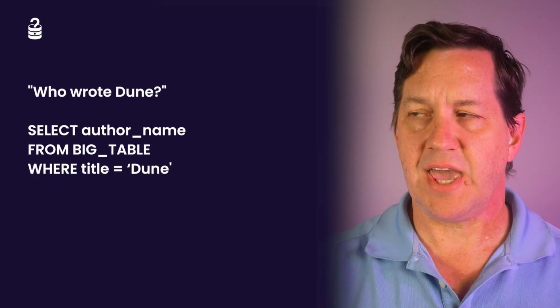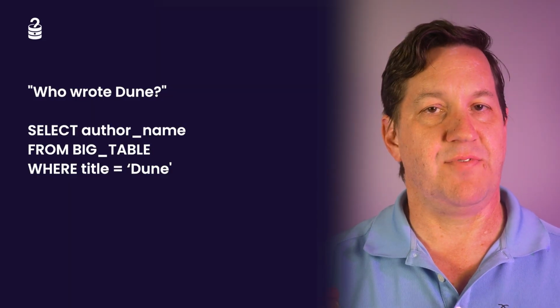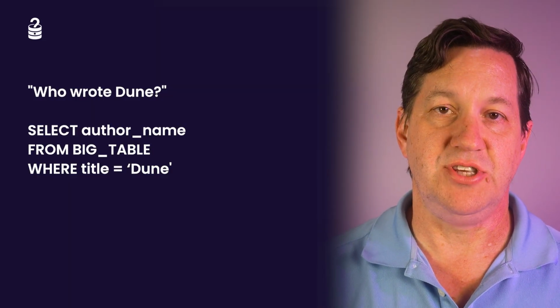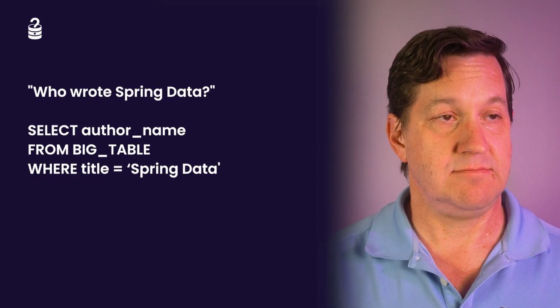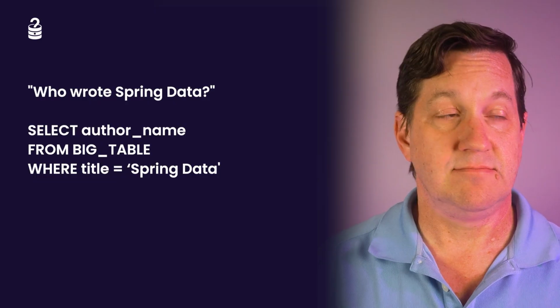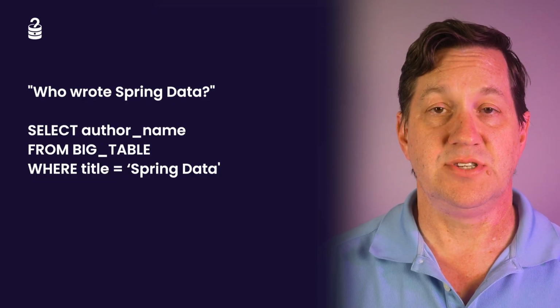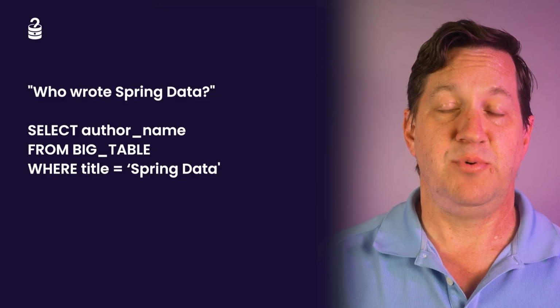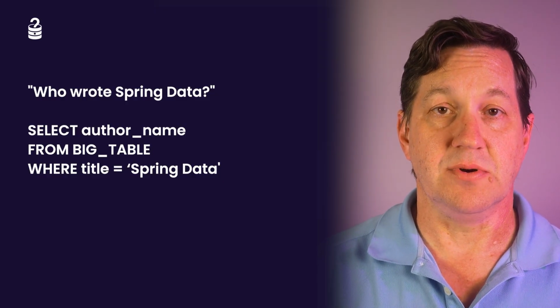So let's refine the request a bit. What if we ask, who wrote Dune? Select author name from big table where title equals Dune. Results: Frank Herbert. That's straightforward. Who wrote Spring Data? Select author name from big table where title equals Spring Data. That output would show us 3 results: Mark Pollack, Oliver Gierke, and Thomas Risberg. Well, still looking all right.